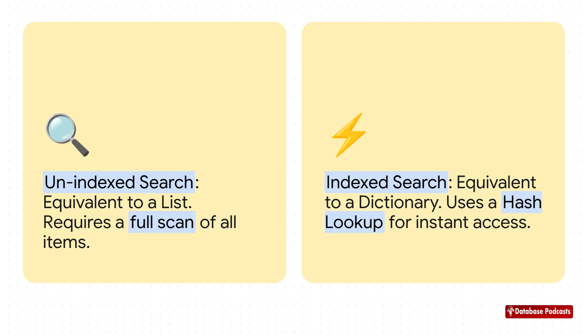So, let's just make this crystal clear, because this is the big takeaway. When you run a search on a table with no index, you're essentially doing a list search. That's a full table scan. But when you search using an index, you're doing the equivalent of a dictionary lookup. You're doing a hash lookup. It's the difference between walking a marathon and teleporting.